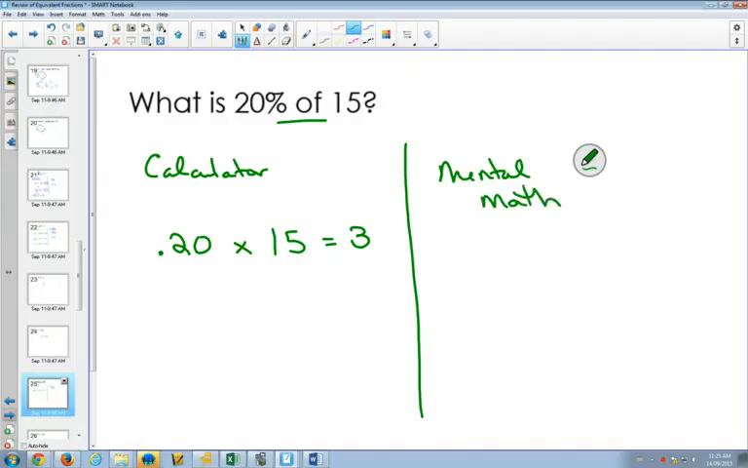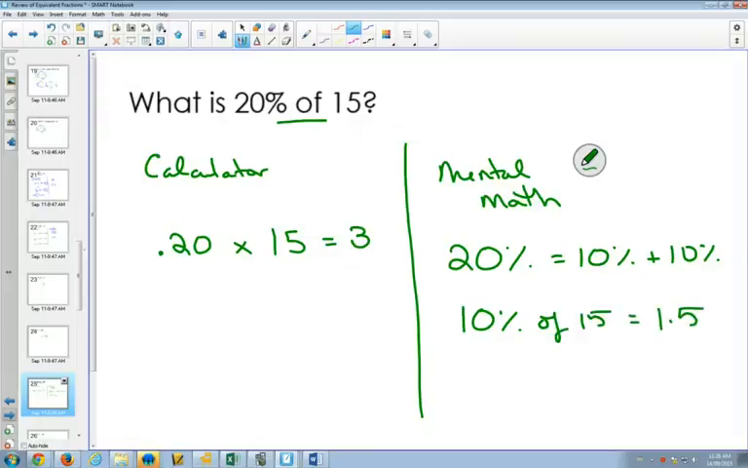If you wanted to do this without your calculator, can you see that 20% is the same as 10% plus 10%? Two 10%. And 10% of 15, I guess I don't need that extra 0 there, but if I'm thinking money, we move the decimal place over once, we get 1.5 or $1.50. So 20% would be 2 of those, and 1.50 plus 1.50 would make $3.